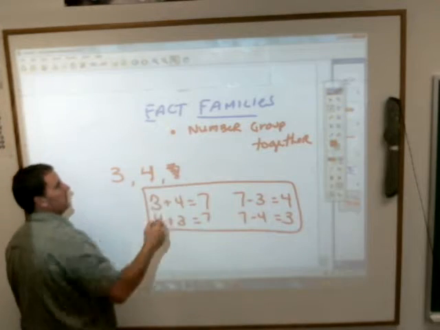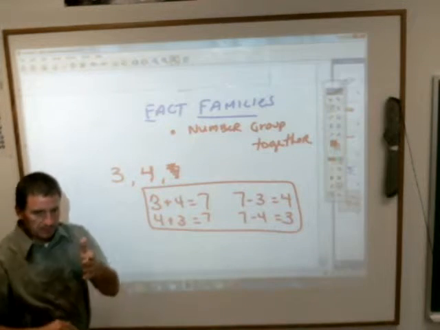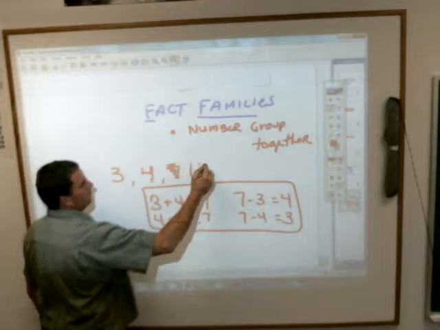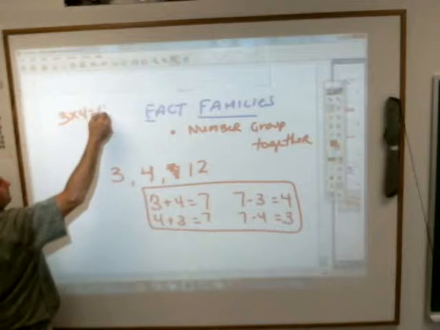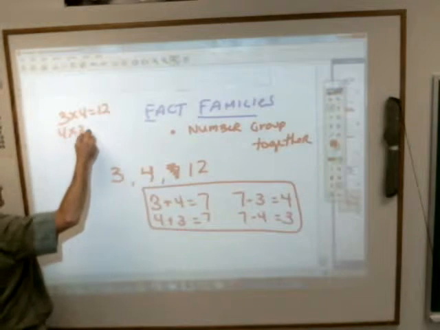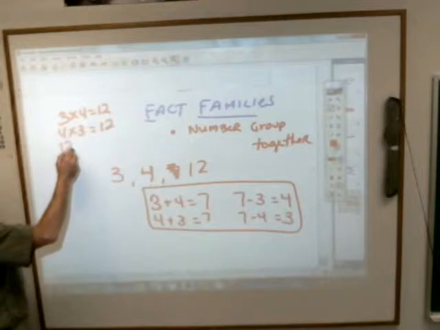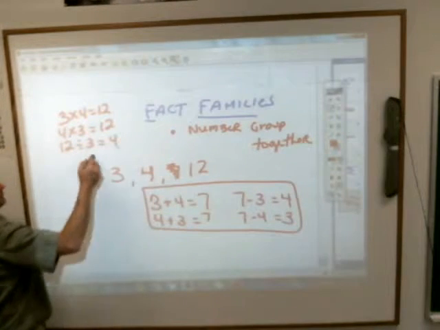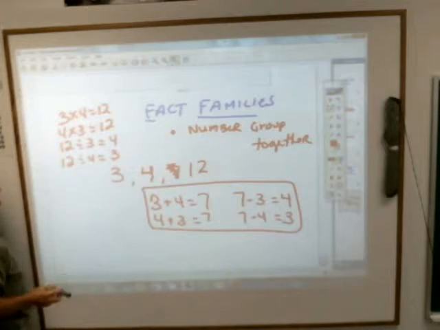Let's erase 7, and let me ask you, what other number could you actually put there? Grace? 12. Where would you come up with 12? Exactly. Another one you could use is 3 and 4 and 12, because 3 times 4 is 12. That would give you 4 times 3 is 12. What would be the inverse of those? What's the opposite of multiplication? And I would get 12 divided by 3 is 4, and 12 divided by 4 is 3.